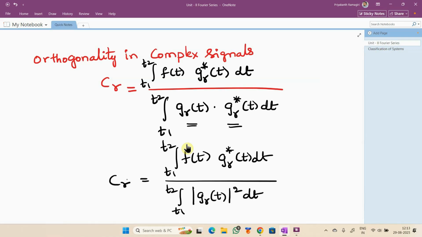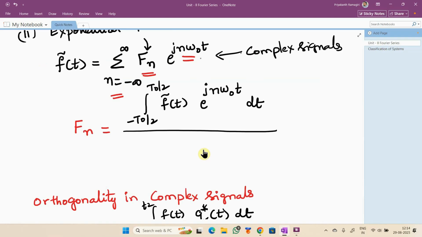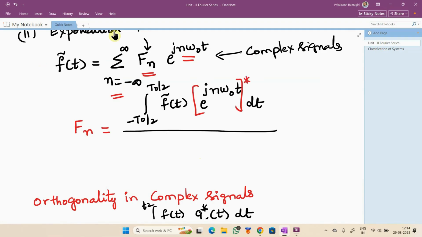So this is a formula we have to use now, because the functions we are using for approximating are not real functions, they are complex signals. Now tell me, what change will you expect now? What is the conjugate of e power j n omega naught t? Its conjugate is e power minus j n omega naught t. Exactly. And the denominator will be the integral from minus t naught by 2 to t naught by 2 of e power of j n omega naught t multiplied with its conjugate.